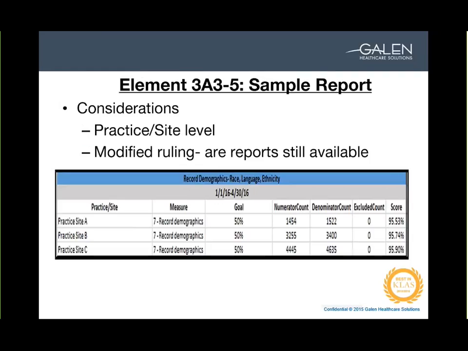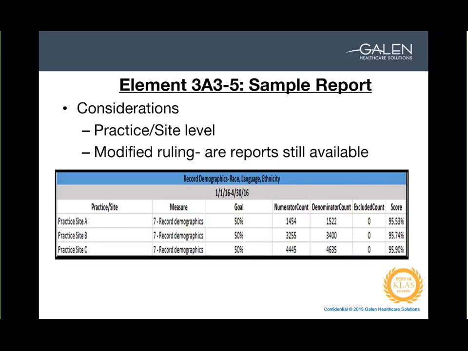So I think this one is pretty straightforward for most people. Again, I'm looking for a sample. Please remember these are at the practice or site level. So although you might have meaningful use reports still available to you, and this is like record demographics that's capturing language, race, and ethnicity, you need to roll that up to the practice or the site level. And again, I'm highlighting, make sure after the modified ruling that if you've accounted or said, oh yeah, we can get those because of our meaningful use reports, make sure you still have access to them and that your vendor hasn't changed that on you in any way, shape, or form.